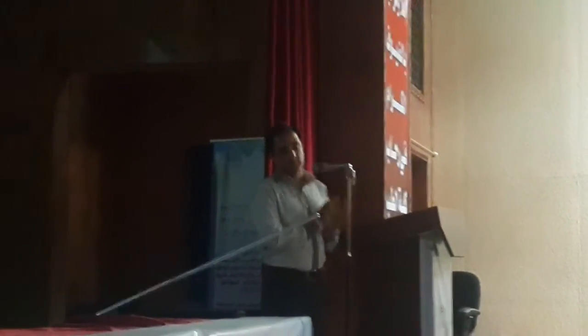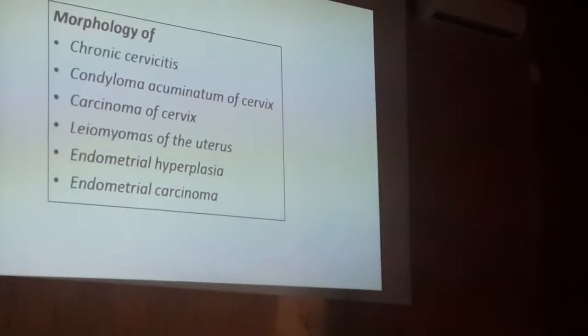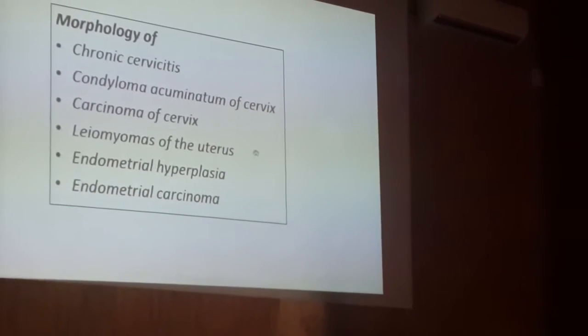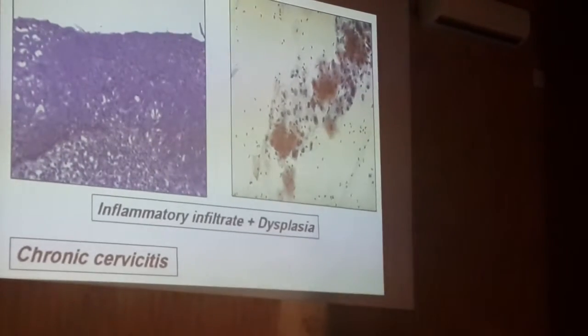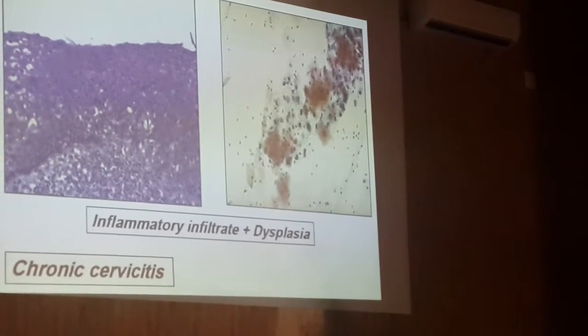Drying lesions and breast lesions. Especially about chronic cervicitis, condyloma acuminata, cervical cancer, leiomyoma, endometrial hyperplasia, and endometrial carcinomas. So chronic cervicitis, what will you find?